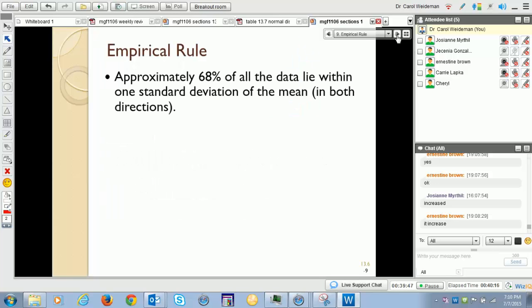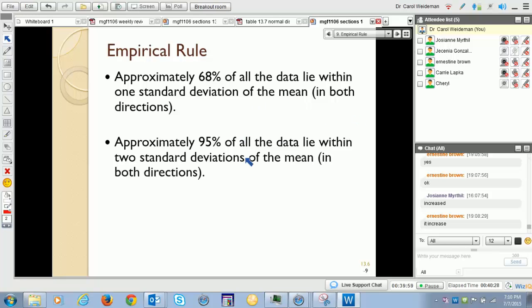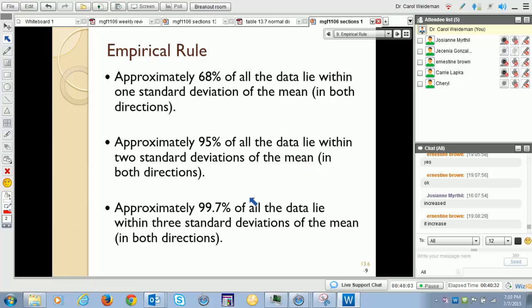Okay, another thing interesting about the normal distribution is called the Empirical Rule. And it tells us that about 68% of all the data are going to lie within 1 standard deviation of the mean on both sides. 95% within 2 standard deviations in both directions, and 99.7% within 3 standard deviations of the mean. This is called the empirical rule. It helps us to describe a data set.